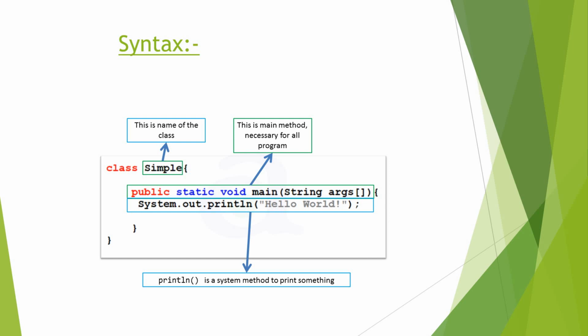Okay, so here you can see my class name is Simple. The S of Simple is capital. This is the name of the class, and the void main is the main method, necessary for all programs. Without main we cannot enter our home, just like without a door we cannot enter our home. No? Likewise in programming also. And System.out.println is the system method to print something, for showing output.